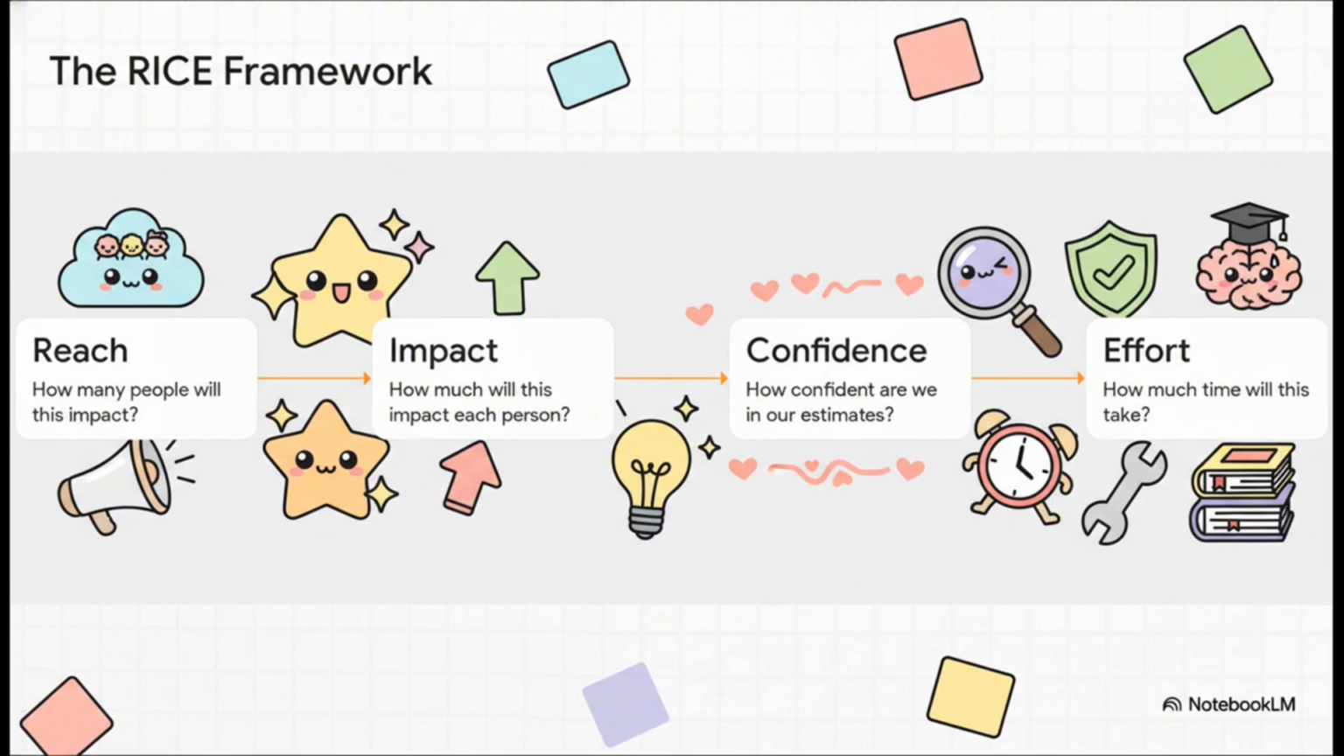R is for reach. How many people are we going to hit with this? I is for impact. How much will it affect each of them? C is for confidence. How sure are we about those first two numbers? And E is for effort. How much work is this going to take? It's a simple way to make sure you're working on the most valuable stuff first.